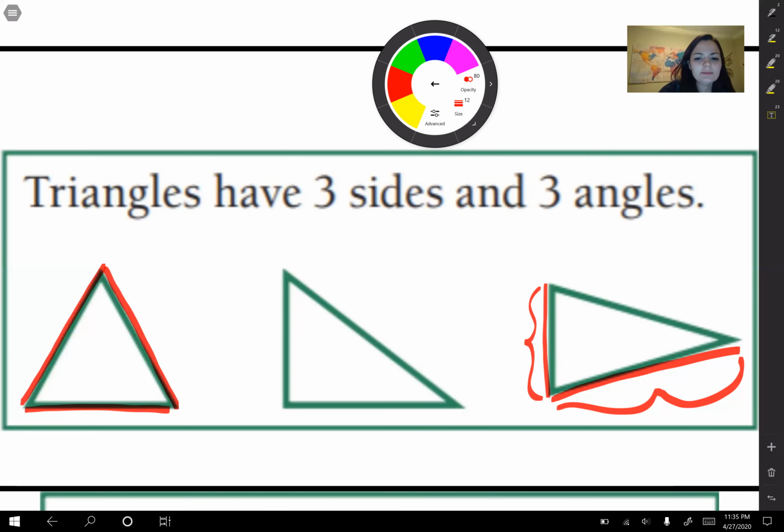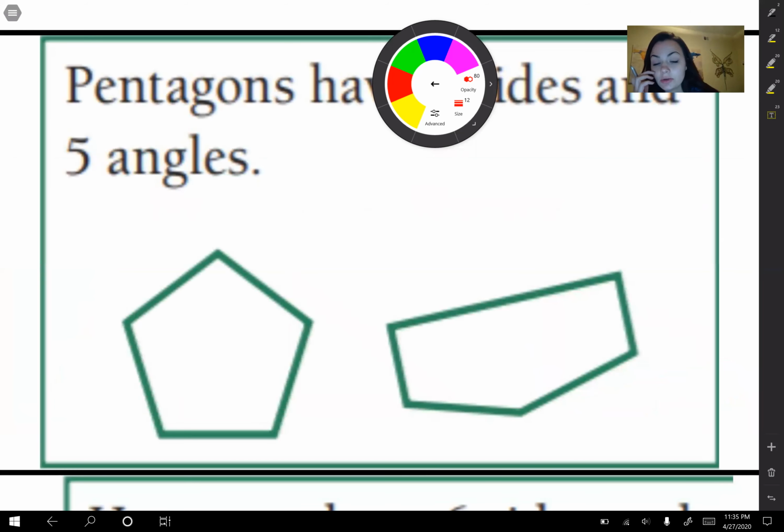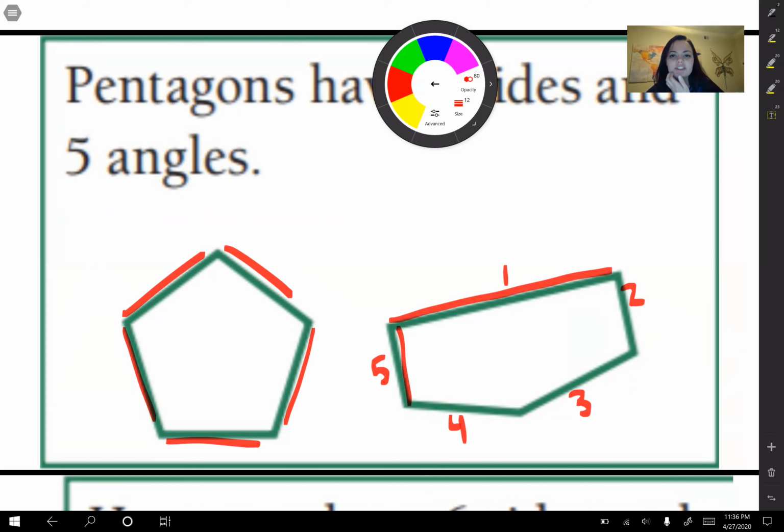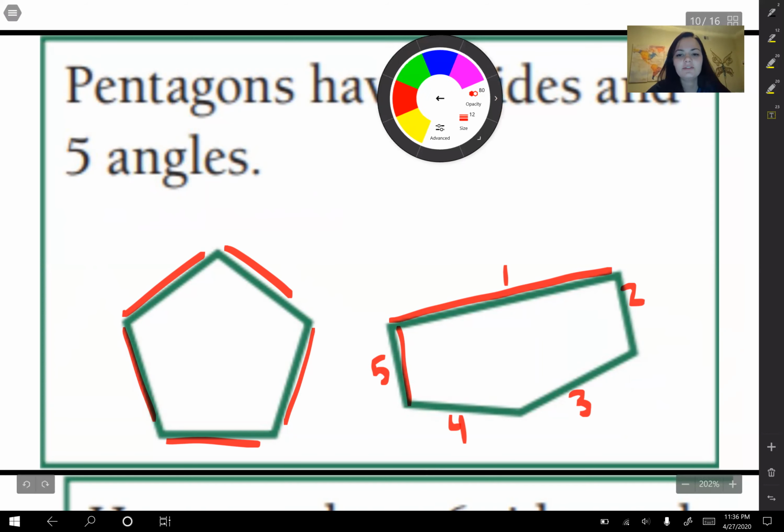So pentagons, we already talked about that, 5 sides, 5 angles. And once again, they don't have to be the same size. Look at this. All of these are the same. Yes. But this one also has 5 sides. 1, 2, 3, 4, 5. But this one is so much bigger than this one. Can it still be a pentagon? Yes, it can still be a pentagon. It just has to have 5 sides and 5 angles.